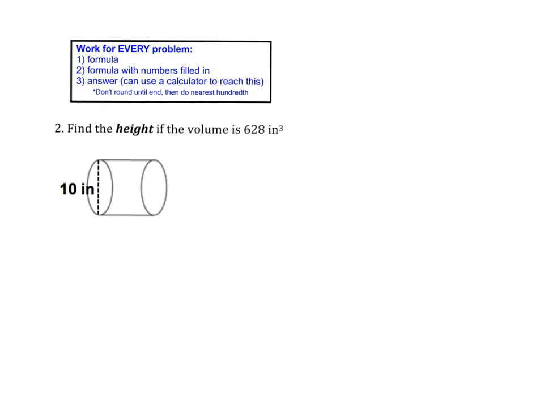Let's start with this problem. It says find the height if the volume is 628 inches cubed. The first thing that we need to do is identify what shape we are working with. In this case, we have two circular parallel bases, so we're working with a cylinder, and we're going to write down the formula for volume of a cylinder. I wrote volume equals pi r squared h.